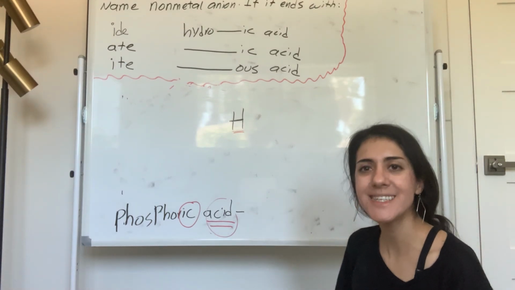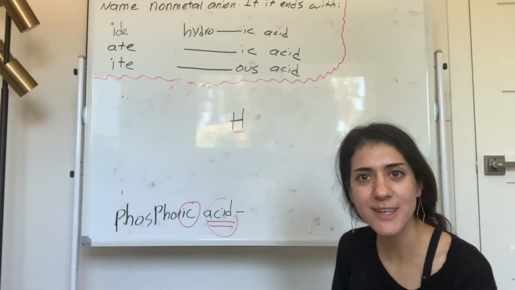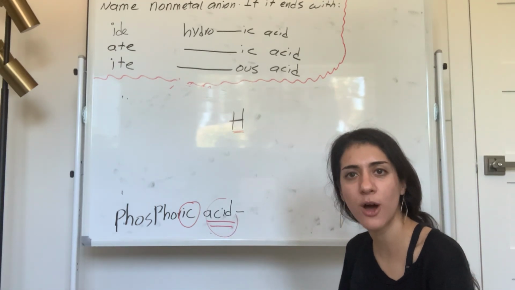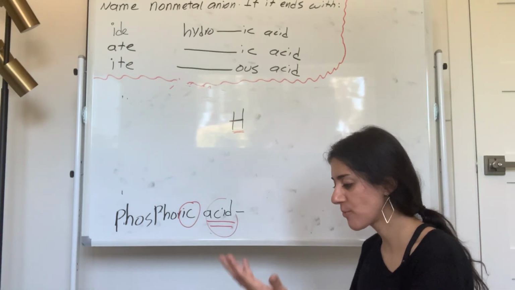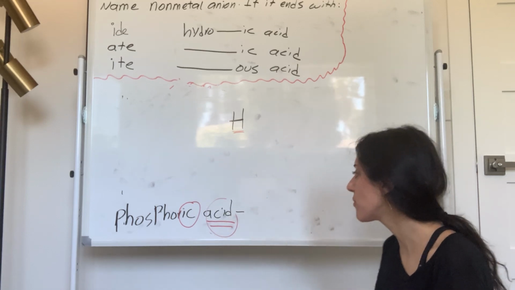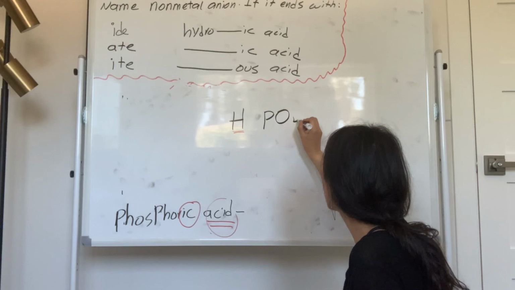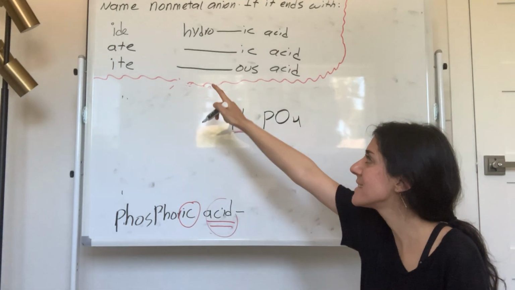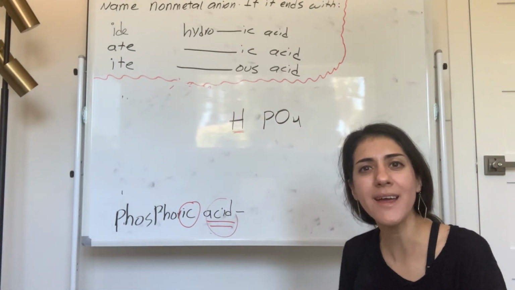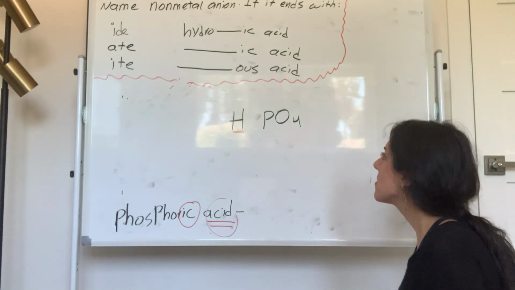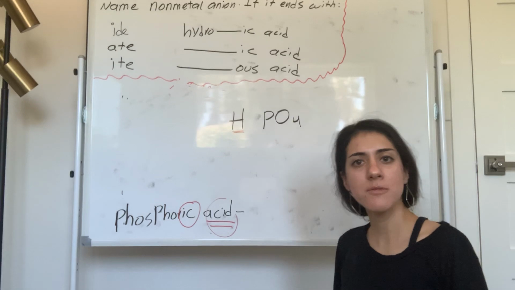Remember, all the -ate and -ite are polyatomic ions, right? Every time you have -ate and -ite, they're polyatomic ions. So go to your polyatomic ion sheet and tell me what is phosphate. Phosphate is PO4. Those are the ones that end with -ate and -ite. Now, remember what we talked about?